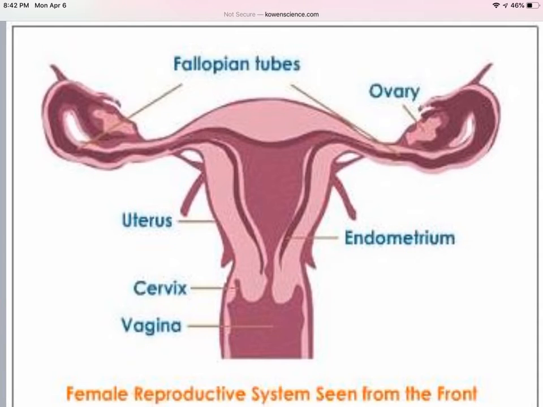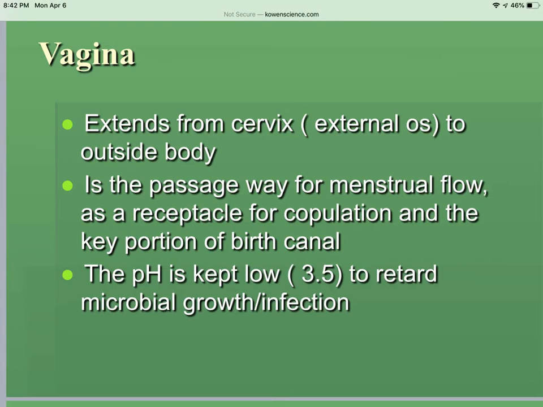So here we have a diagram where you can see the locations of the ovaries. You can see the fimbriae, the fallopian or uterine tube, and how it passes straight over to the uterus. So you can see the uterus. The endometrial layer is labeled, the cervix being the opening to the uterus, and then the vagina. So the extension from the cervix is the vagina, and it leads to outside the body.